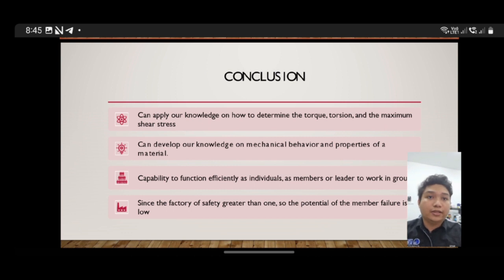Next, we have the conclusion. The first conclusion is that we can apply our knowledge on how to determine the torque, torsion, and the maximum shear stress. The next conclusion is that we can develop our knowledge on mechanical behavior or properties of a material. Then we have the capability to function efficiently as an individual, as a member, or as a leader to work in a group. Lastly, since the factor of safety is greater than 1, the potential of member failure is low.